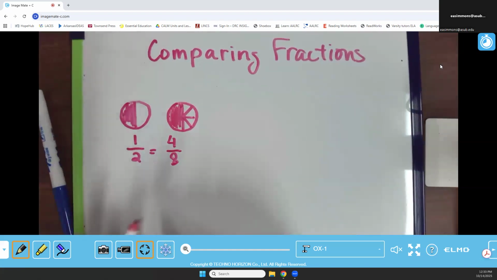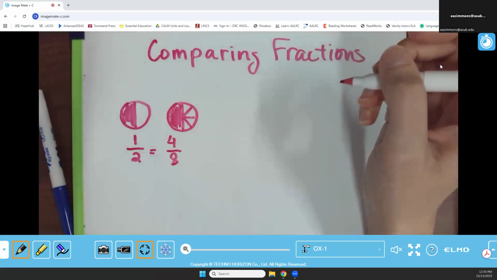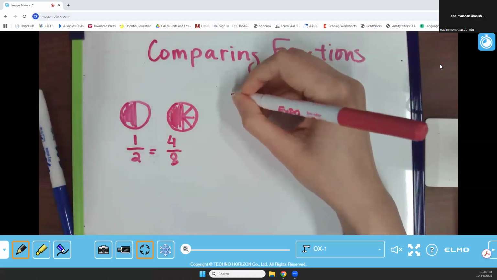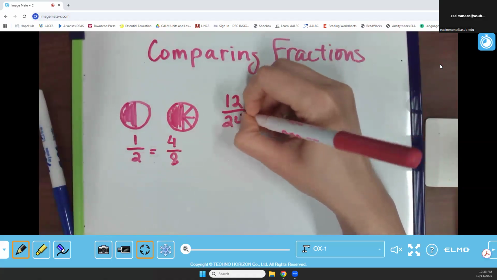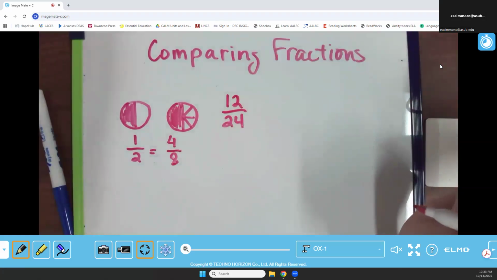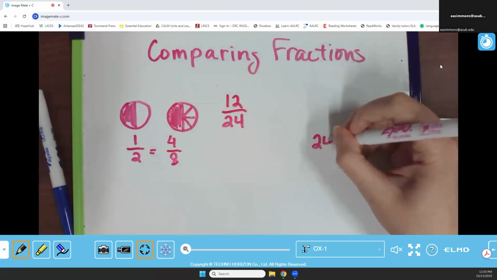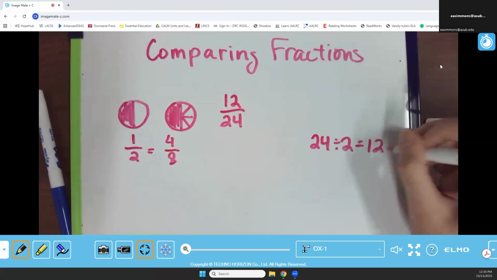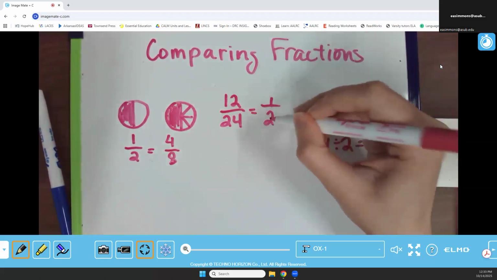Or what if I had 12/24? I want to check to see if that's equal to 1/2. And I'll take 24, divide it by 2, and I get 12. So 12/24 is equal to 1/2.